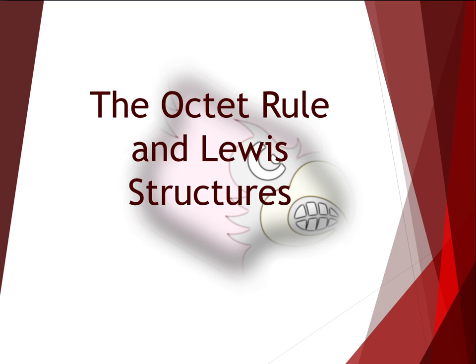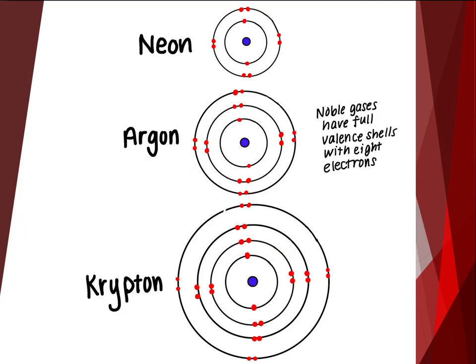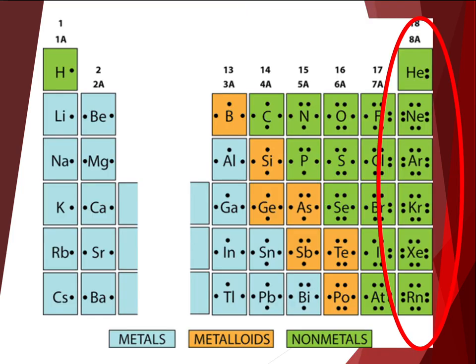Our next main idea, the octet rule and Lewis structures. The elements of group 18 are the noble gases. They are non-reactive nonmetals. These elements exist naturally as individual atoms, but what makes these atoms unlikely to form chemical bonds? Think about the number of valence electrons in the outermost energy level of one of these atoms. Each noble gas atom has 8 valence electrons, except for helium, which has only 2 valence electrons.